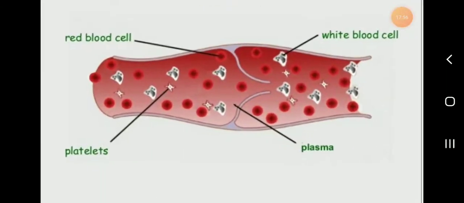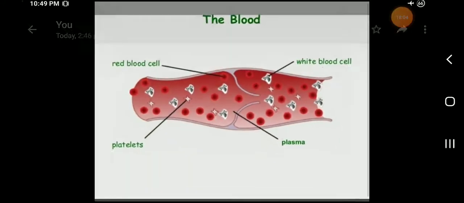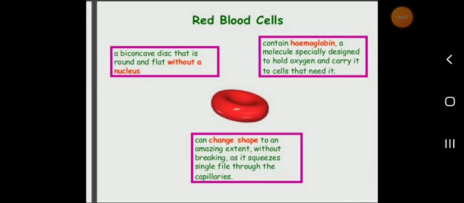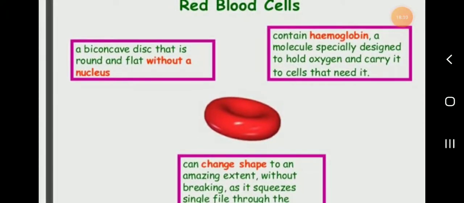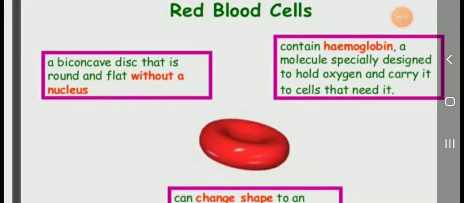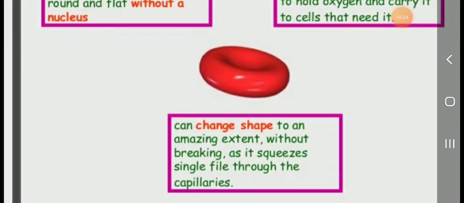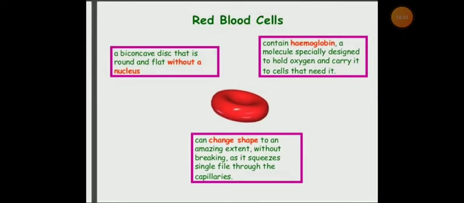Listen, what are the components of blood? Red blood cells, white blood cells, platelets, then plasma. Next, red blood cells: a biconcave disc that is round and flat without a nucleus, containing hemoglobin, a molecule specially designed to hold oxygen and carry it to cells that need it. They can change shape to an amazing extent without breaking as they squeeze single file through the capillaries.